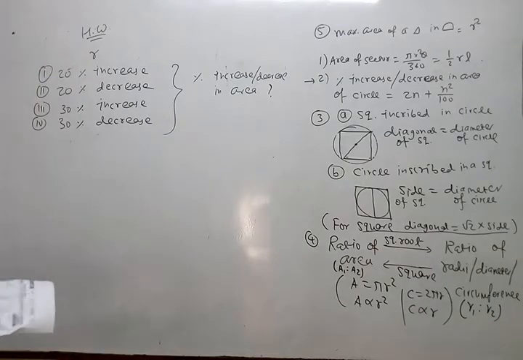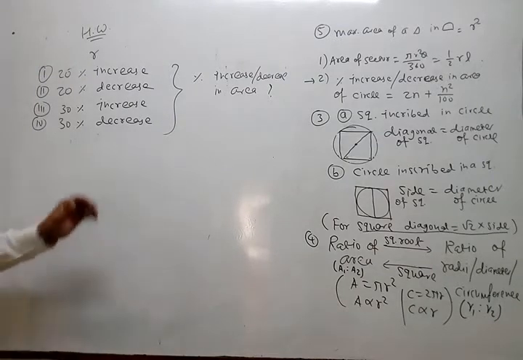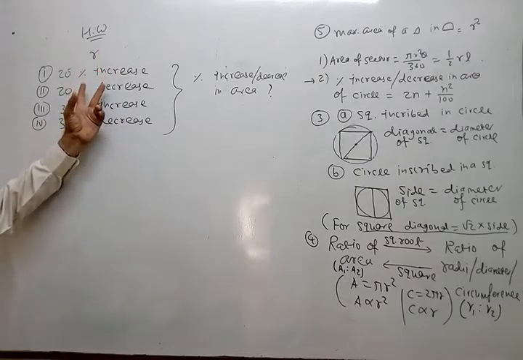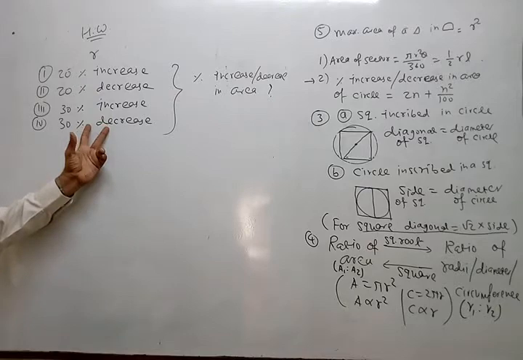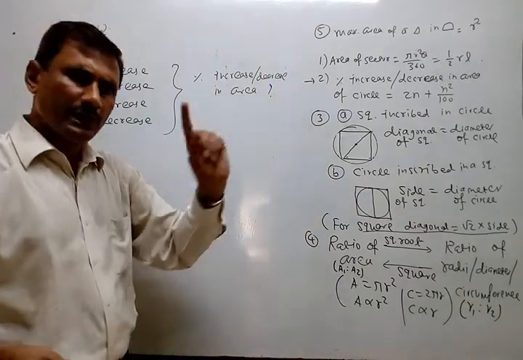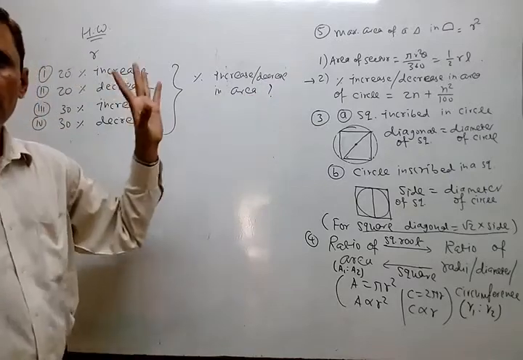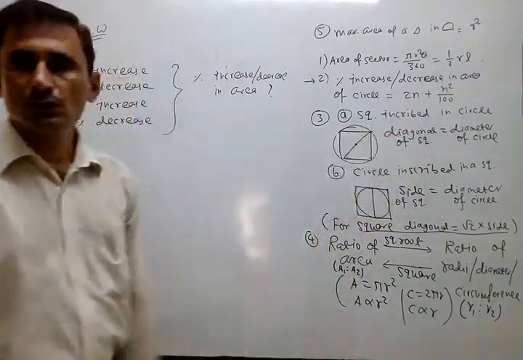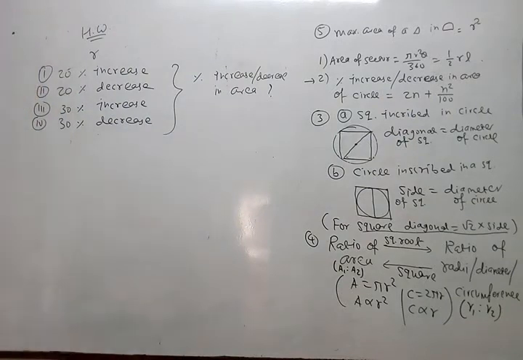I have already solved one sum of each type, increase and decrease. So 20% increase, 20% decrease, 10% increase, 10% decrease. Each time, how many percent increase or decrease will be there in A by this one. Now look at the next.